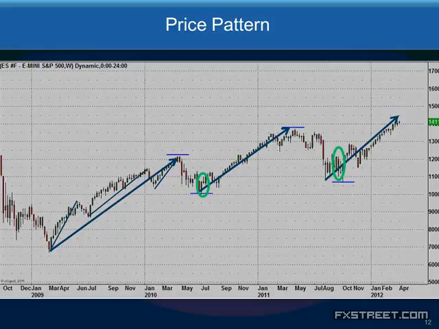An even more simplified way to look at this would say that we're buying dips in an uptrend. So we're buying dips in an uptrend. Keep it simple.